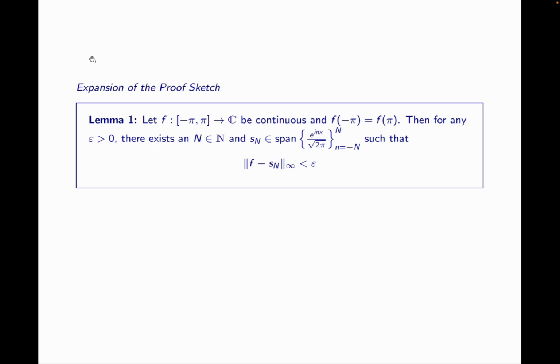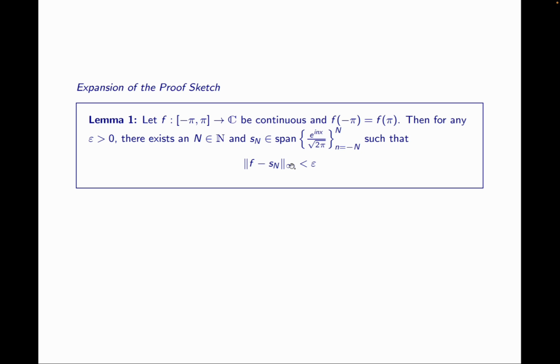Let's describe the idea of that first bullet point as lemma 1. Let F map the closed interval from negative pi to pi to complex numbers. Suppose it's continuous and periodic in the sense that it's equal at the endpoints. Then for any epsilon, there is some natural number n so that Sn, which is some function in the span of the truncated exponential Fourier family, is such that f minus Sn is less than epsilon when measured in the infinity norm.